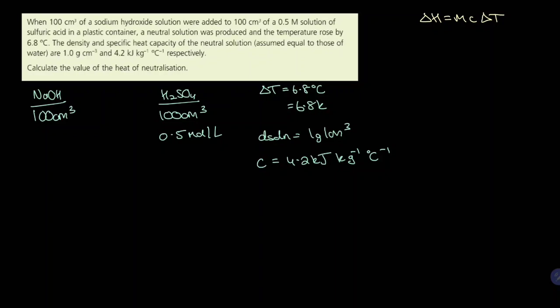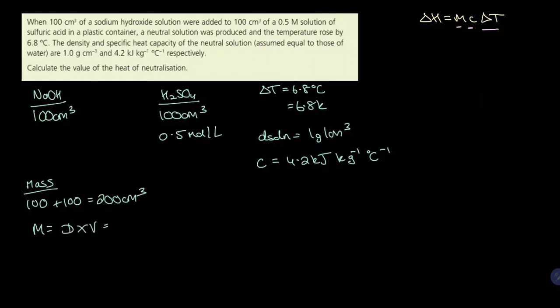So, just checking what I have, I need to find out the mass. So I need to convert the volume into mass by using the density. I have the specific heat capacity, and I'm already given the change in temperature this time, so I don't need to work it out. So let's just work out the mass then of the solution. So we have 100 centimeters cubed of NaOH and 100 centimeters cubed of acid. So 200 centimeters cubed of solution in total.